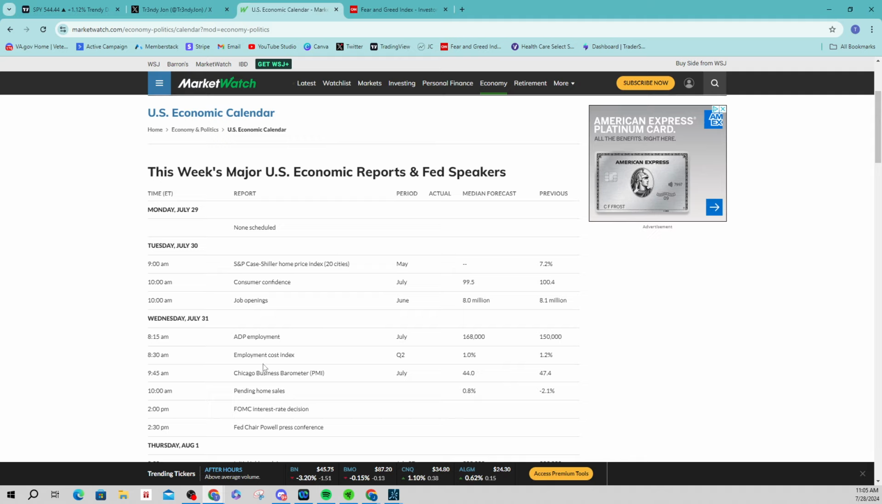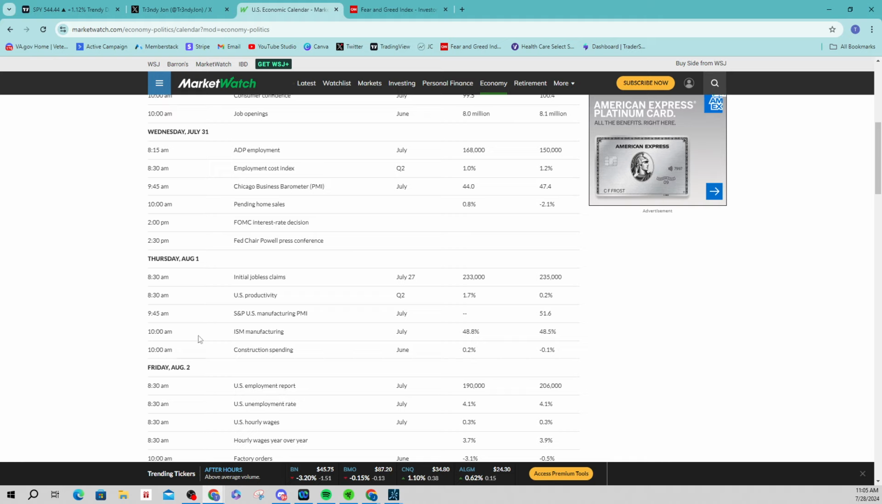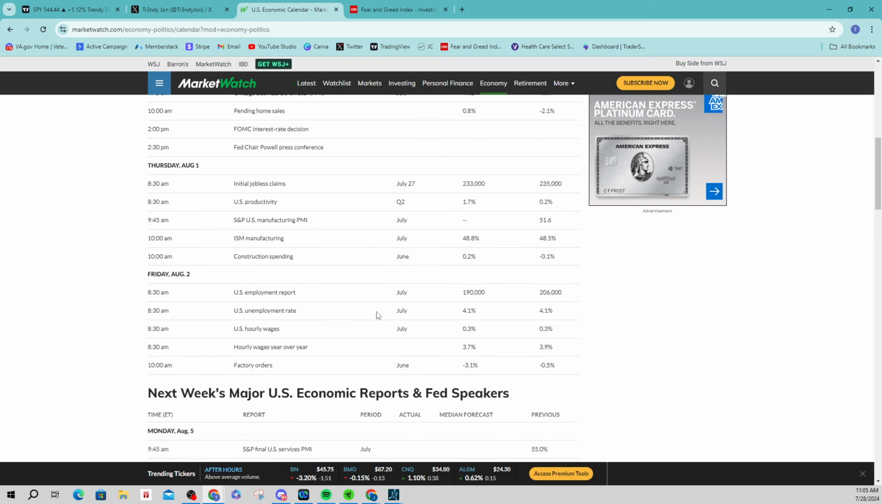Remember, all of these events are just catalysts that push price to those zones that we'll be identifying before the news. So our job is to wait for price to get there and then we execute that. Thursday, we have initial jobless claims, U.S. productivity, and then construction spending here towards the end of the day. And then on Friday, finally, August the 2nd, you have the U.S. employment report, the hourly wages, and then factory orders. Let's go ahead and move on.